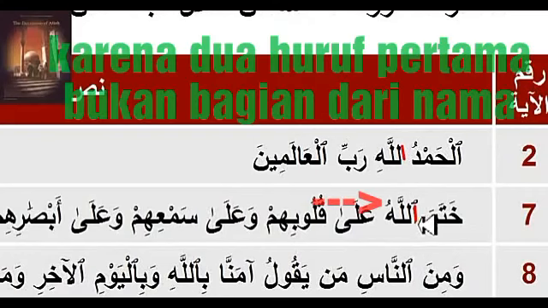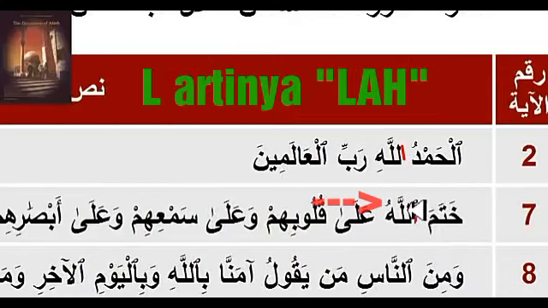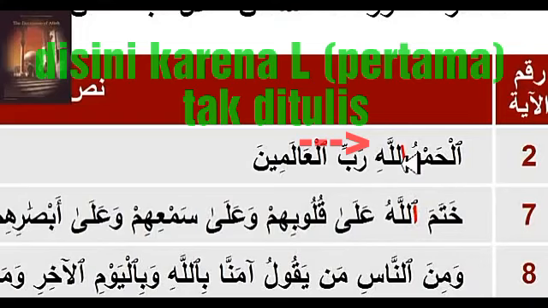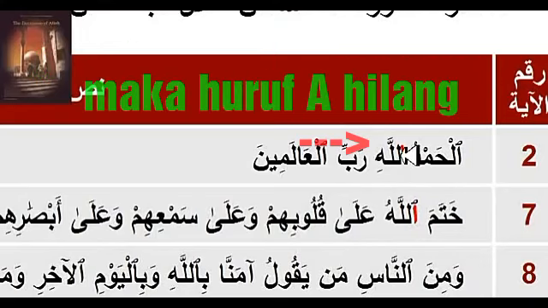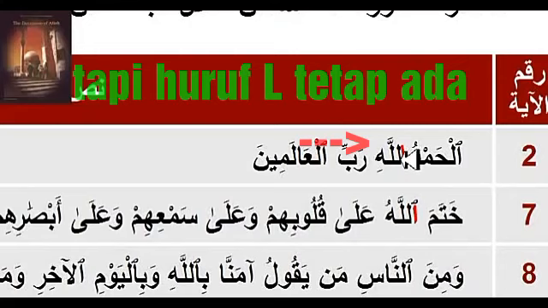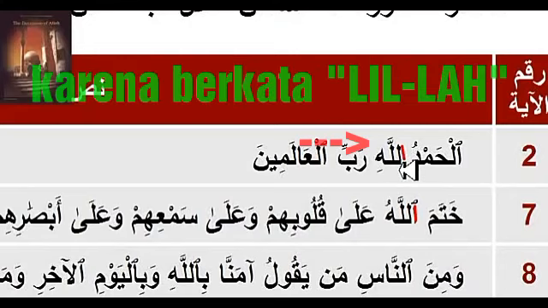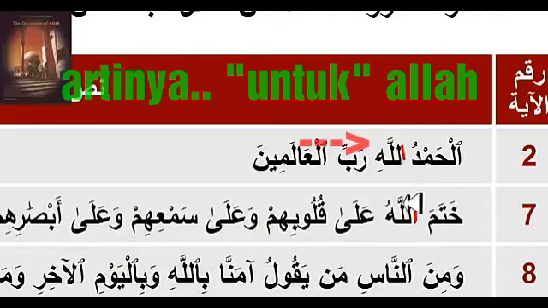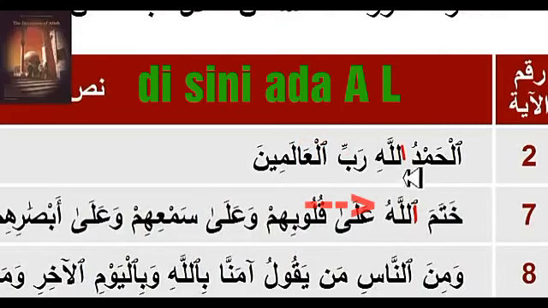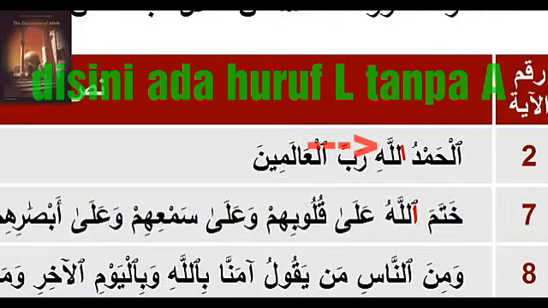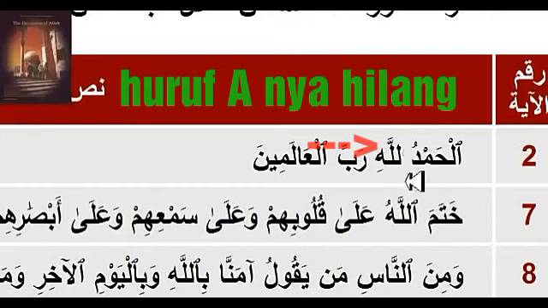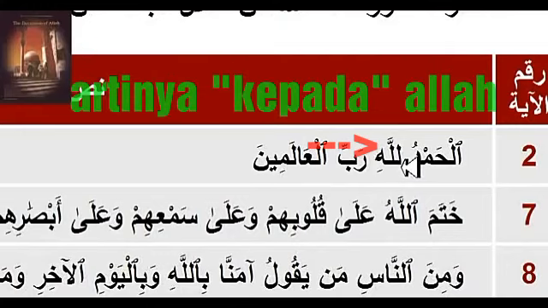Simply, the first two letters are not part of the name. L means that. And here, because the word is not saying L, this is why the A disappears. But the letter L is still there. Why? Because it says Lillah, which means to Allah. So here the AL is coming there. Here is the letter L without the Alif. This is Alif, we call A Alif. It disappears simply because it says Lillah, which means to Allah.